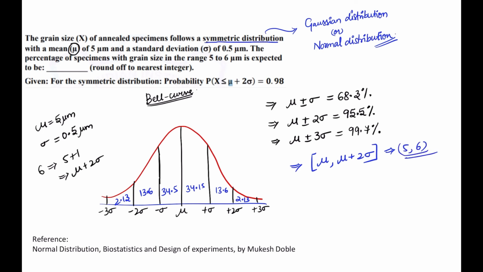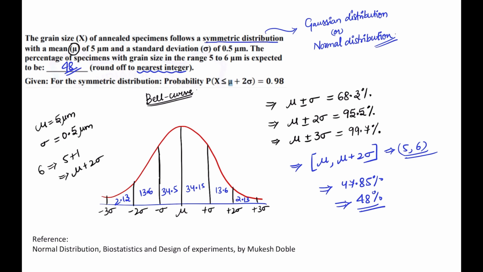So this is the range they're asking. That is 34.15 plus 13.6, which comes out to approximately 47.85 percent. They're asking to round off to the nearest integer, so that is 48 percent. So 48 is the answer.